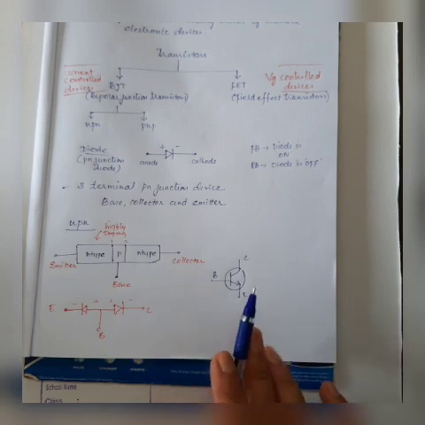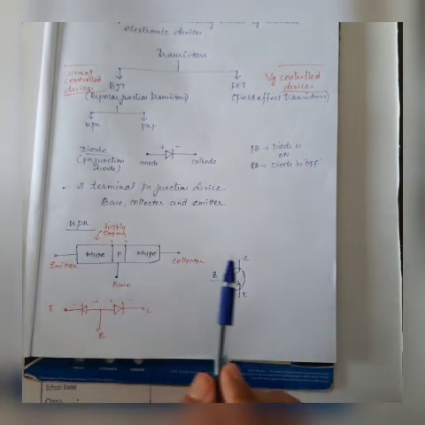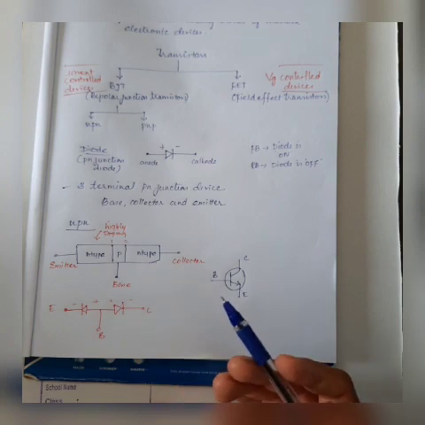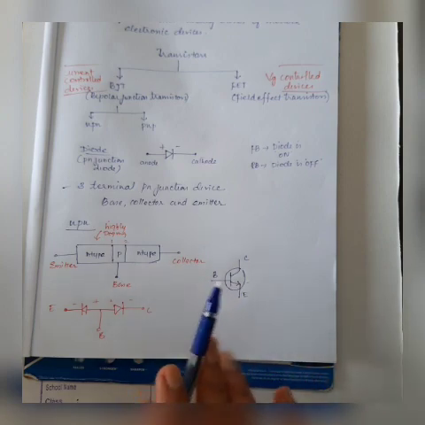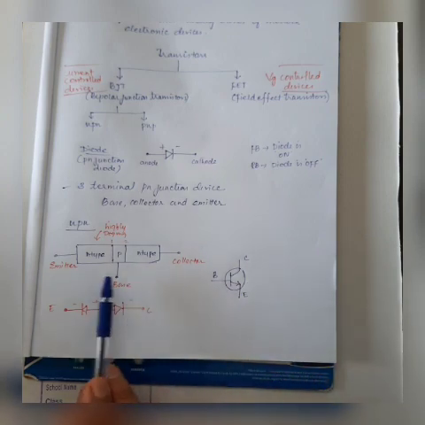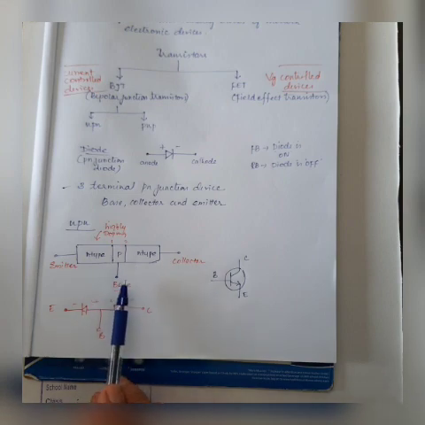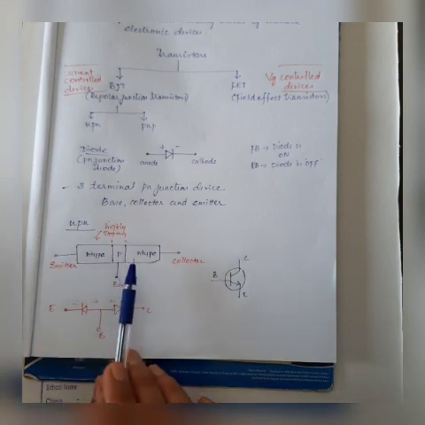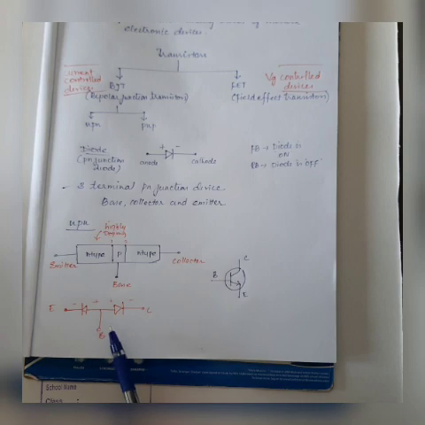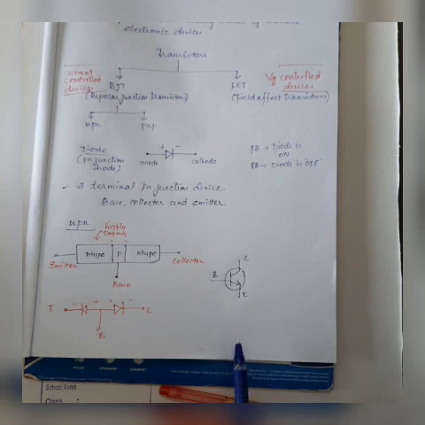So don't worry about how exactly the NPN transistor will work. We will see that in the next class. Simply remember, this is how we connect N and P type material to make an NPN transistor. This is two diodes connected back to back, and this is the symbolic representation of the NPN transistor.